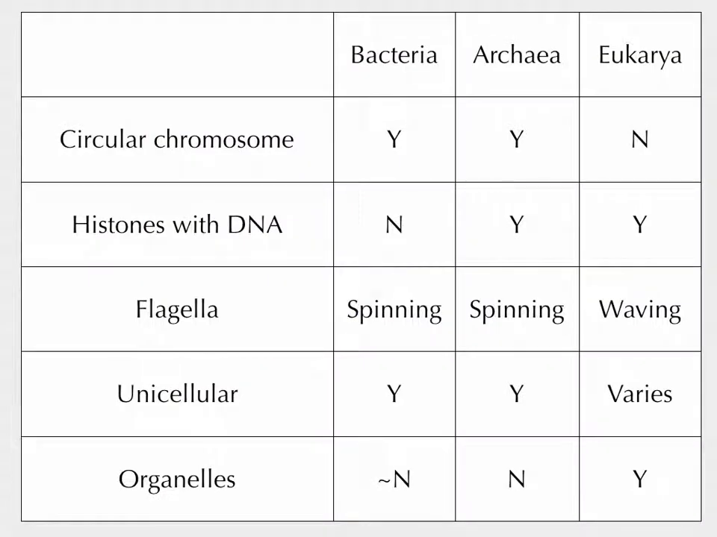Here's some comparison. Circular chromosome: think of bacteria, like in an intro bio class, they have circular chromosomes, and so do archaea. Histones, the things in your DNA that you wrap your DNA around, help give it structure. We have that, and archaea have that. Flagella and flagelliforms, unicellular, varies. Organelles, generally no, yes. So these are the differences between these three great domains.